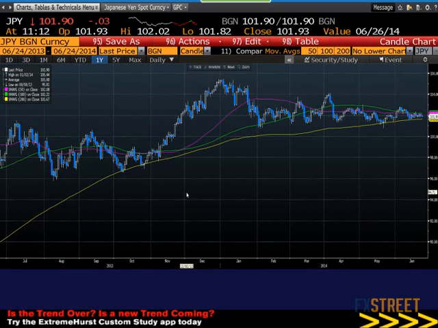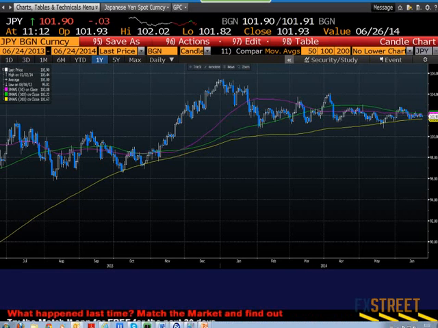Tomorrow we get that GDP release, the third reading of GDP out of the US, and that's expected to have another downturn, a revision lower. We also, of course, get the durable goods orders, which is a more timely measure. So that's something worth watching.